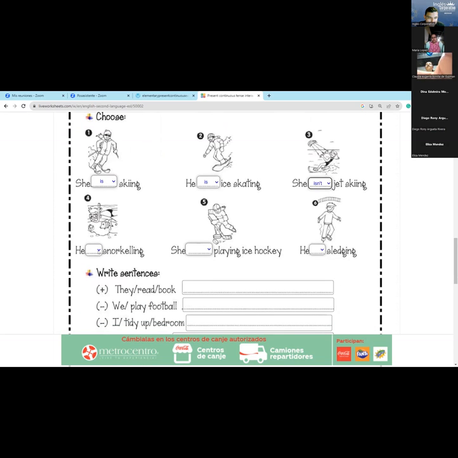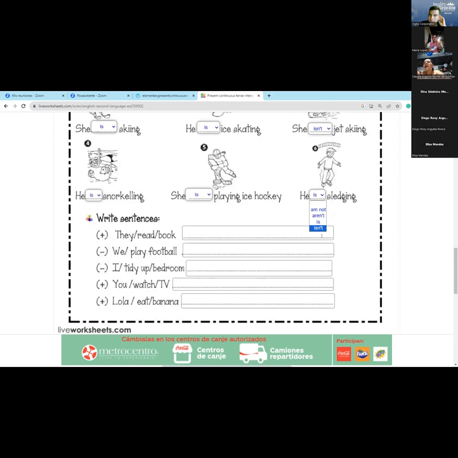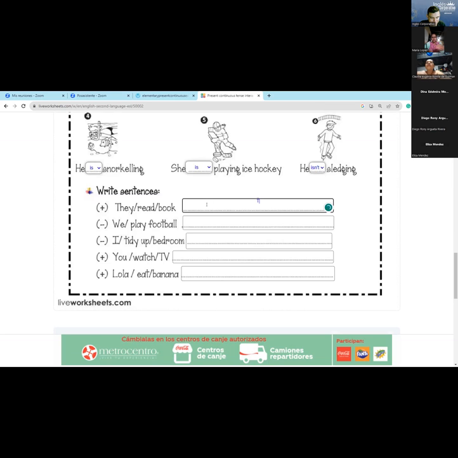Okay, for he is snorkeling. She is playing. He is or he isn't. Isn't. Okay. Acá cómo sería they. They aren't. Es afirmativa. They are reading a book.